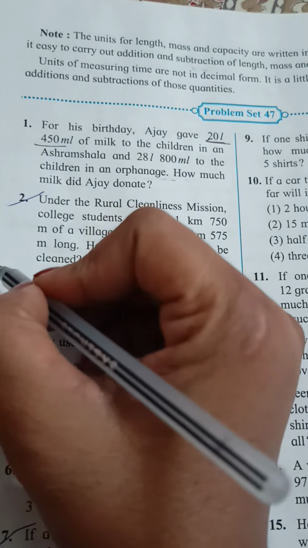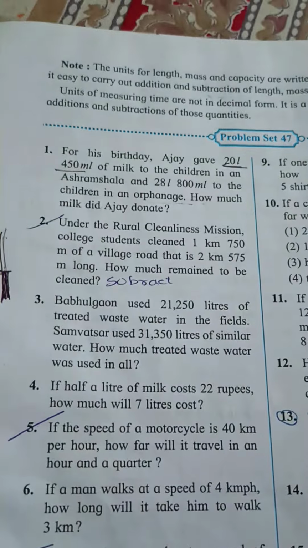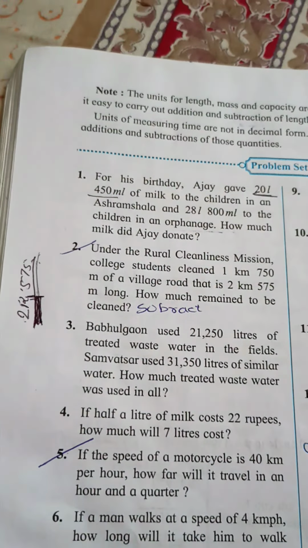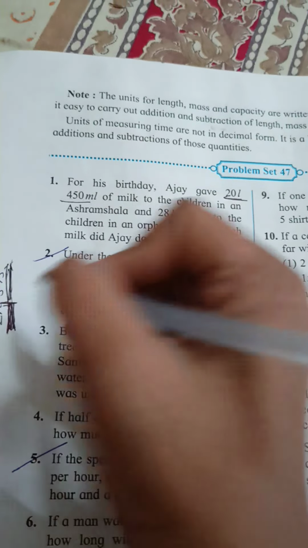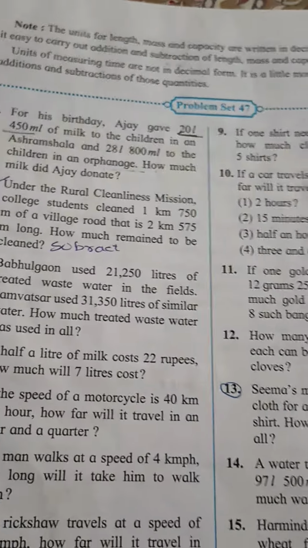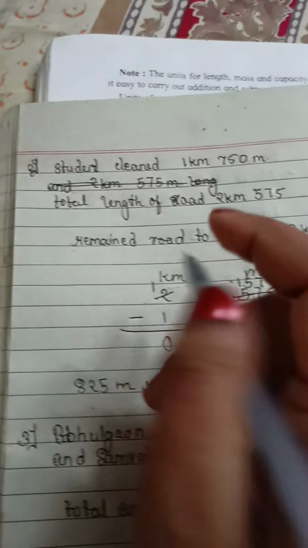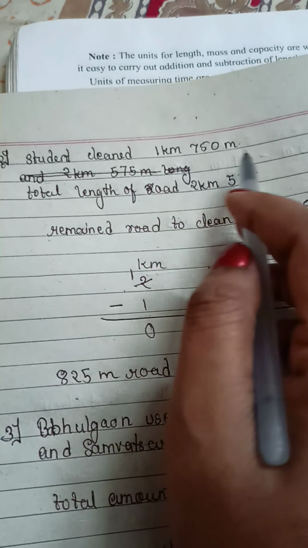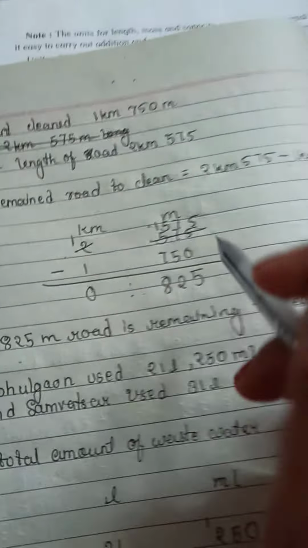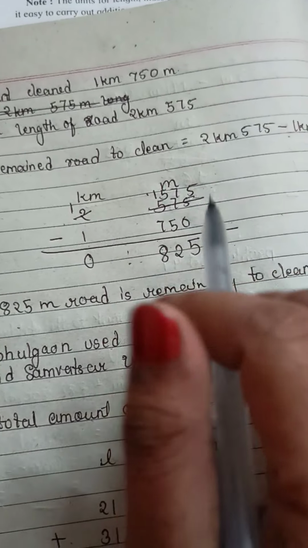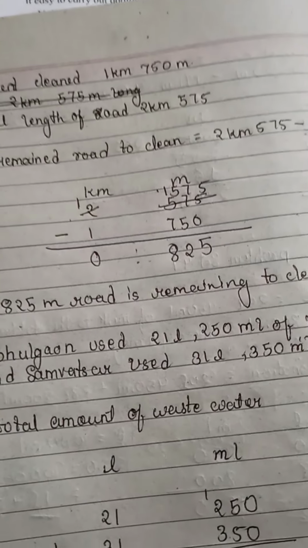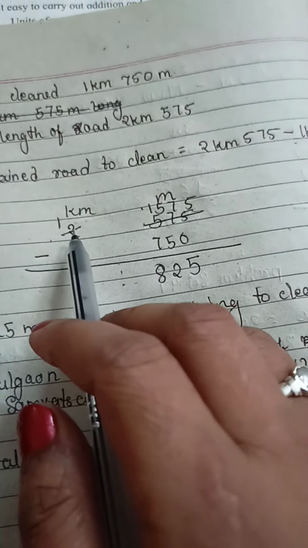If the total is this, they have cleaned this much only. What do we have to do? We have to subtract the cleaned area from the total. Then only we can find the remaining area. Clear? Same. What do we have to do? We have to do subtraction in this question. See here. Students cleaned this area. Total area is this. What do we have to do? We have to subtract it. Okay. When we subtract it, we have to remember.